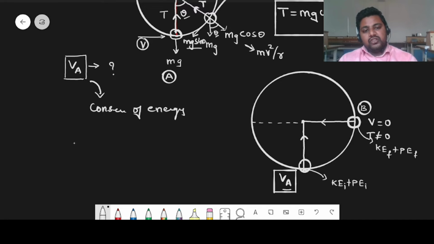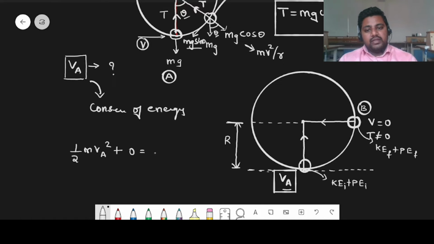Since kinetic energy initial can be written as half m Va square, then potential energy of it is 0, because this is the reference of your ground. Okay, from here it is not at any particular height, it is going to be 0, and the distance from here to here is going to be radius r.